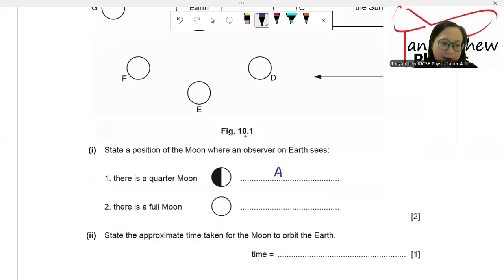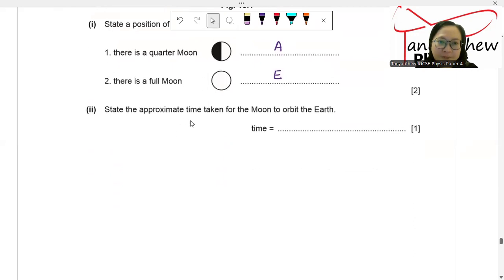Full moon, right? Full moon, okay, you see all the brightness here. Full moon is actually E. Now, state the approximate time taken for the moon to orbit the Earth. The moon orbits the Earth in about 1 month.